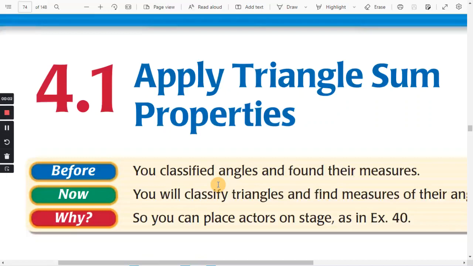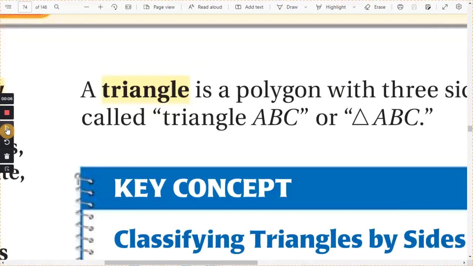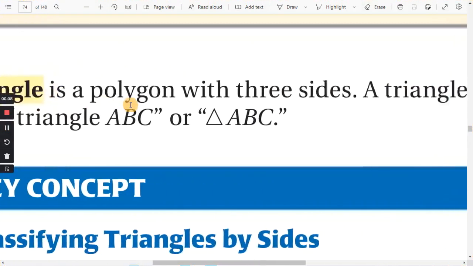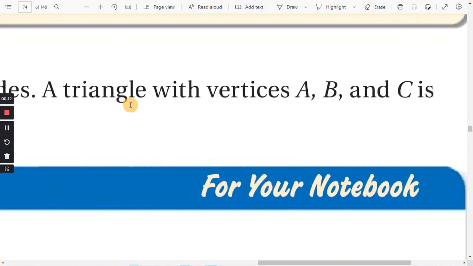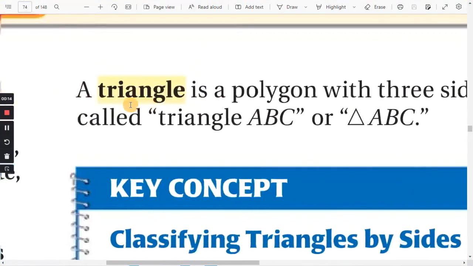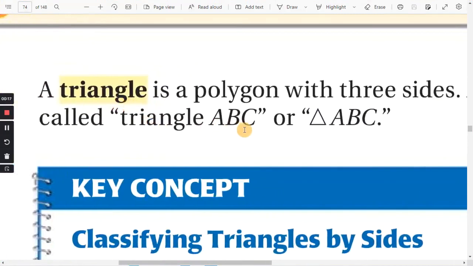Chapter 4.1, Apply Triangle Sum Properties. A triangle is a polygon with three sides. A triangle with vertices A, B, and C is called triangle ABC, or you just put the triangle symbol and write ABC.